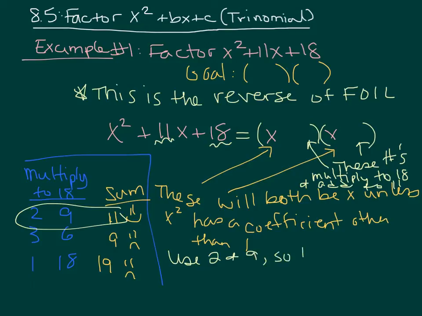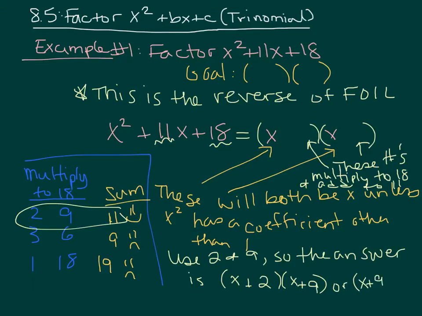So our answer is going to be, start out with your x and x. Since everything is positive, we're going to put plus and plus. We're also going to have 2 and 9. Also, it doesn't matter what order we do it in, so you can actually have the 9 first and the 2 second. That's also fine.